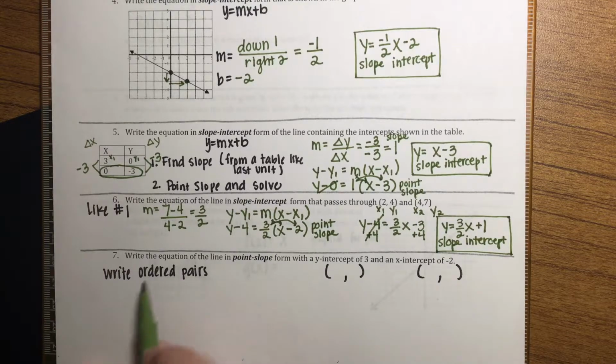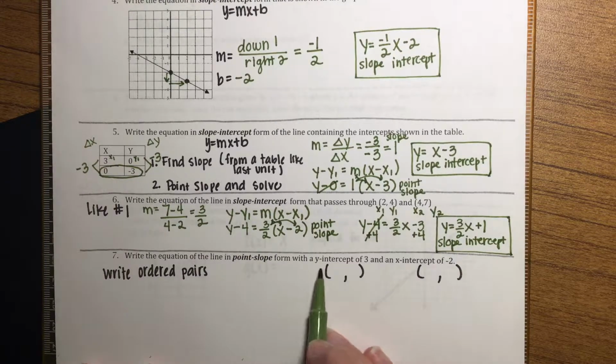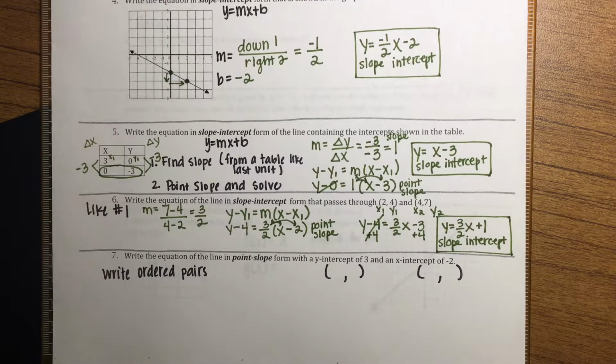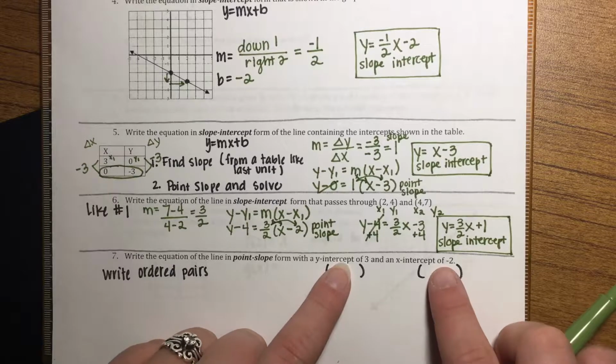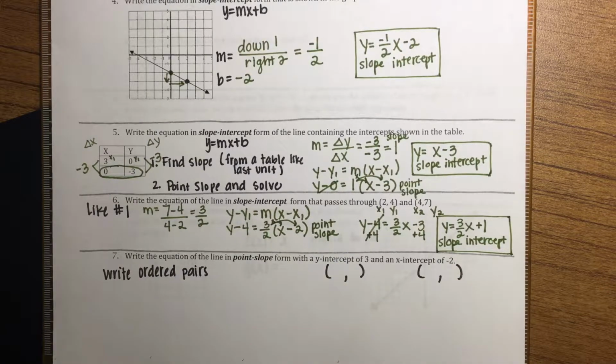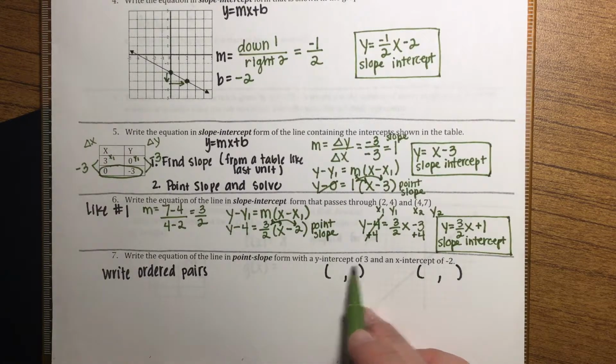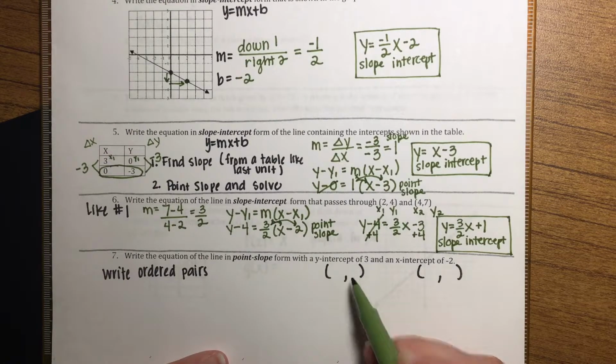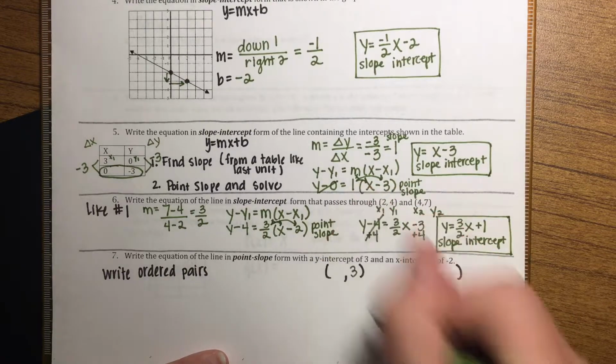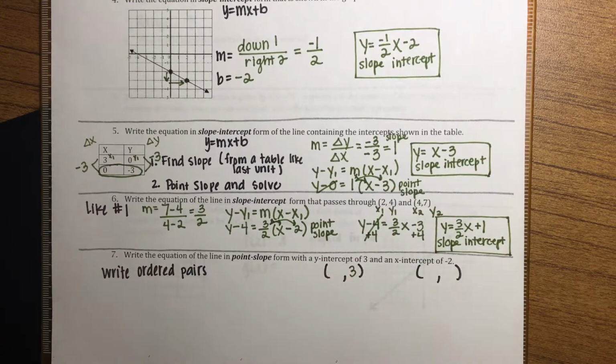Number 7 says, write the equation of the line in point-slope form with a y-intercept of 3 and an x-intercept of negative 2. So the first thing we've got to do here is write 2 points, because it gives you 2 points, it just doesn't label them all pretty for you. So it says a y-intercept of 3. If I know it's the y-intercept, that's going to go in my y value place. So I have 3. Whenever I have a y-intercept, that is when x is equal to 0. So remember, the other number is always 0 when I have an intercept. So it's going to be (0, 3) for that point.